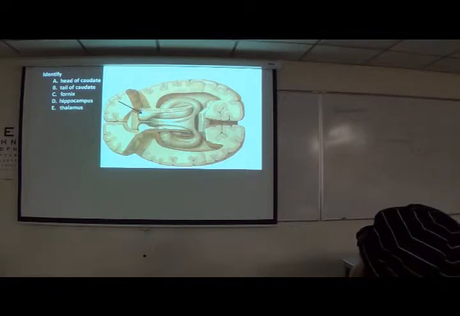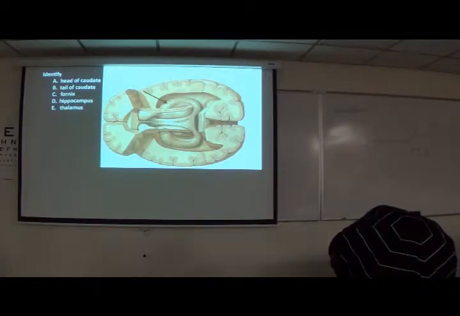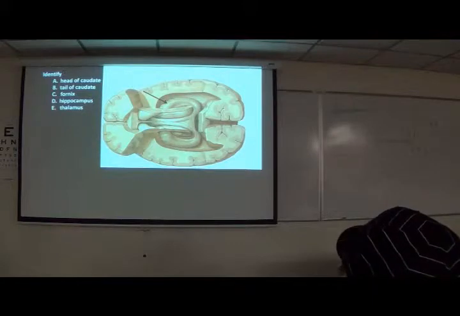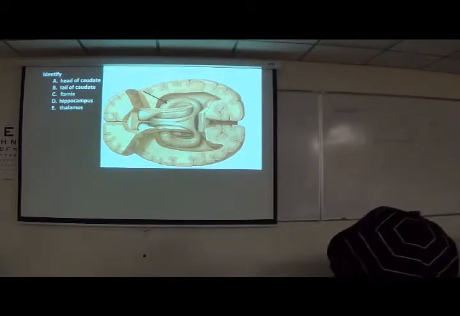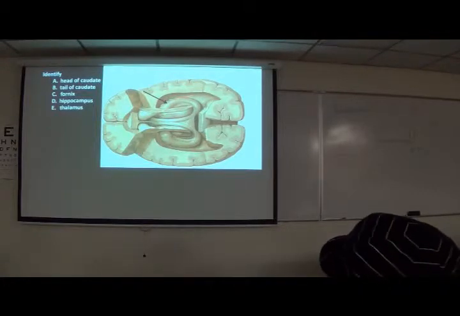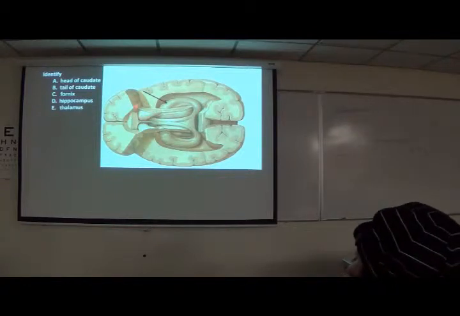Yes, that would be the head of the caudate. Tail. No, it's not the tail. What part of the ventricular system are we seeing? Is that the anterior horn? We're not in the anterior, we're in the inferior horn, we're in the temporal lobe. Anterior horn would be up here. So what forms the floor of the inferior horn?